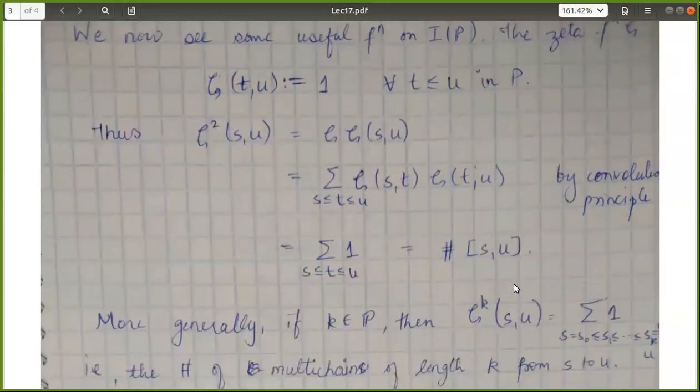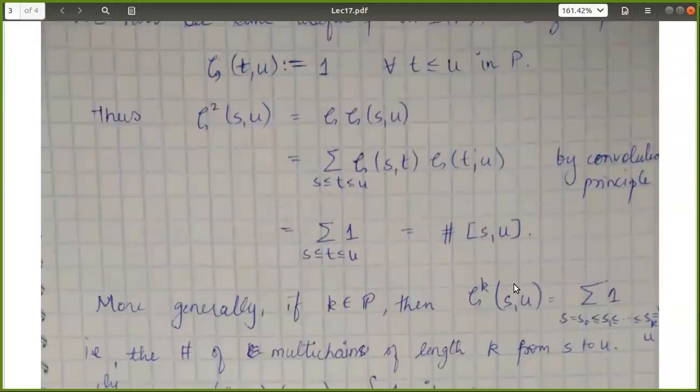Now we move to another function. So zeta square, you figured out, turns out to be the number of elements in this interval. If I had taken zeta cube of SU, you would have applied zeta once again, and you would have had zeta of S T1, zeta of T1 T2, zeta of T2 U, with S less than or equal to T1, less than or equal to T2, less than or equal to U. Isn't that right?